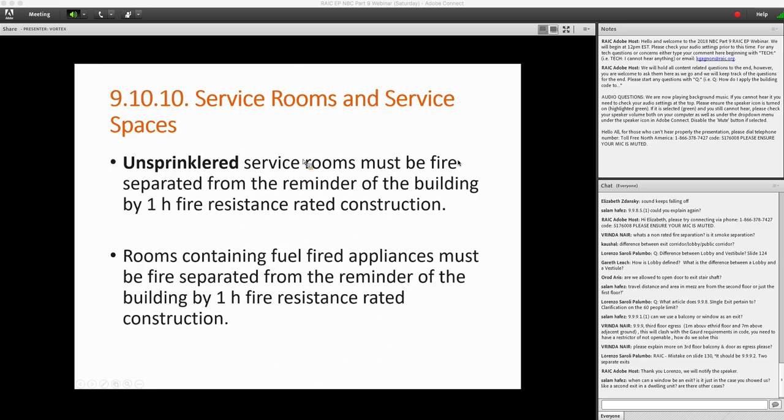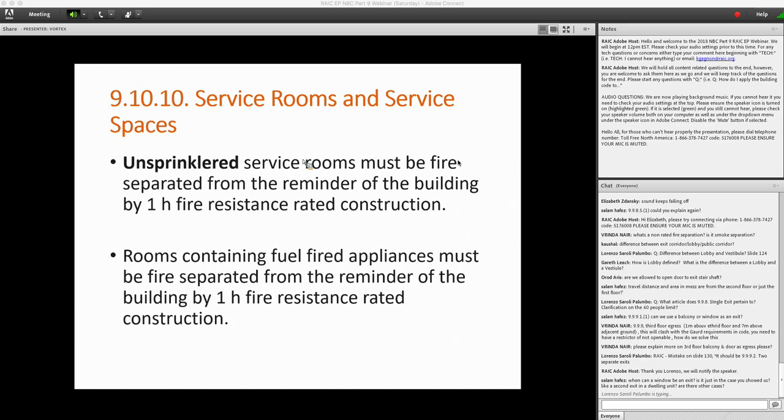So, fire resistance rating. Service rooms and service spaces. In an unsprinklered building, service rooms are required to be fire separated from the remainder of the building by 1 hour fire resistance rated construction. Now, if you have a room that contains a fuel fired appliance, it is required to be fire separated from the remainder of the building by 1 hour fire resistance rated construction.